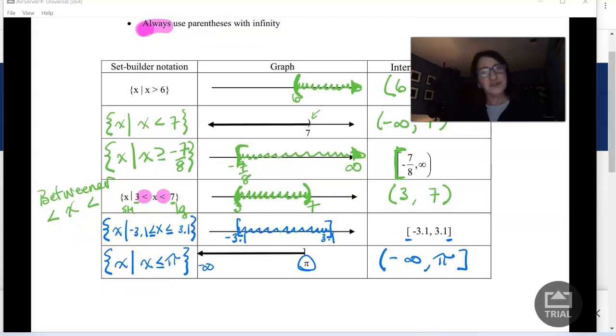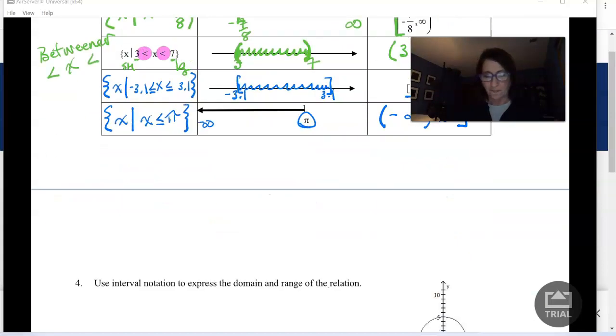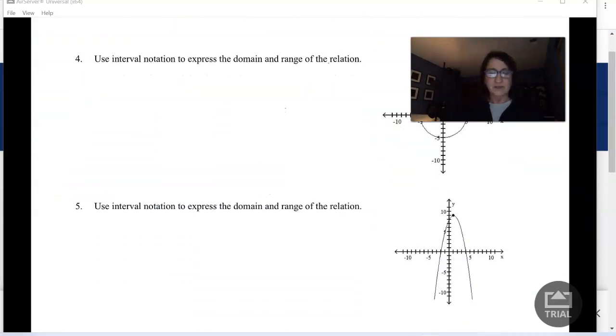All right. So you should have a better understanding of how to use set builder notation, graphing, and interval notation. They all do the same thing. They all describe a set. We use any three of these methods when we're describing a set that is infinite or continuous.